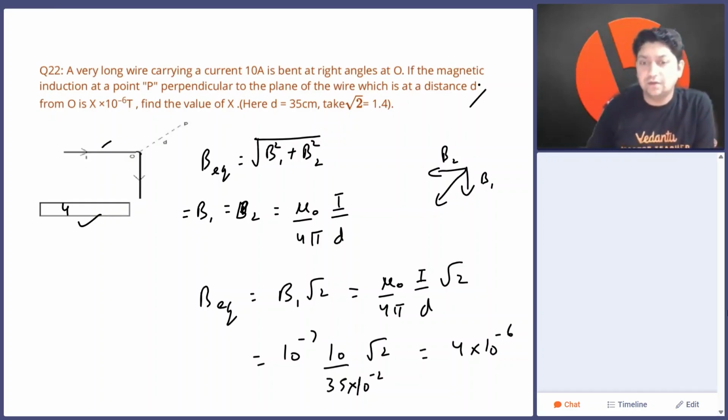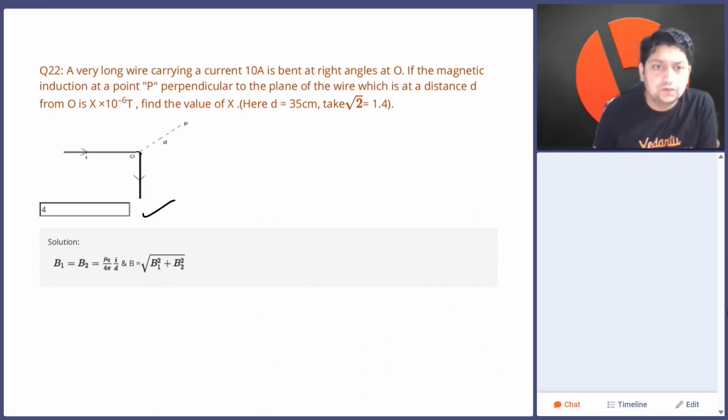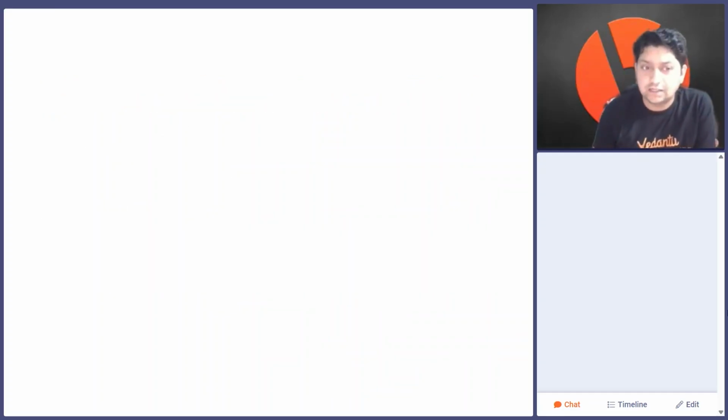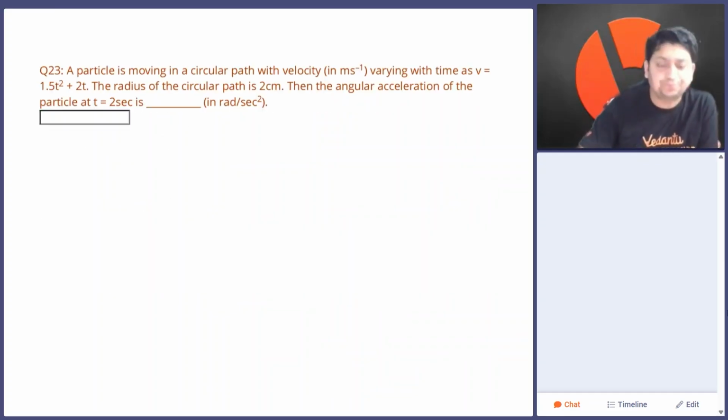So this is the way of solving approximately. It will not be exact, but it will be an approximate answer, right? 1.4, 35. Yeah, it will be coming out to be equal to 4 into 10 raised to power minus 6. Okay, so 4 is the correct answer. Let's move to the next question.